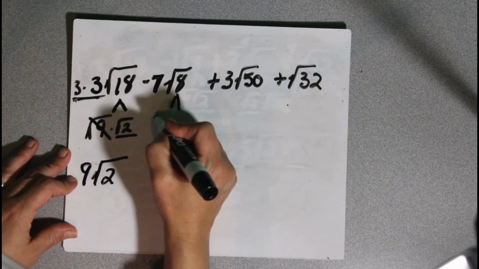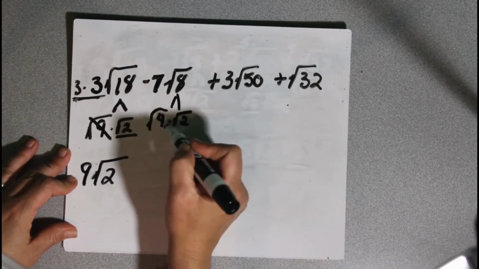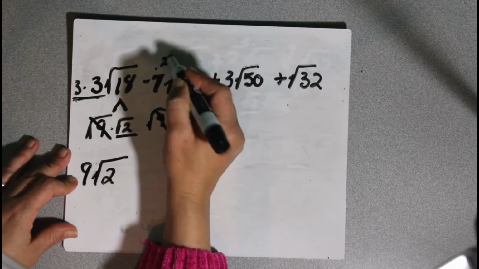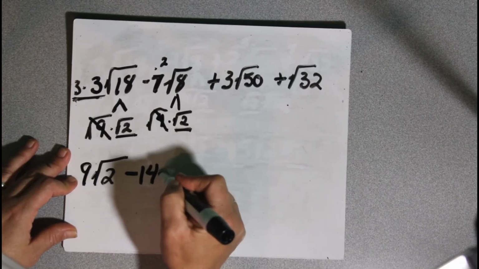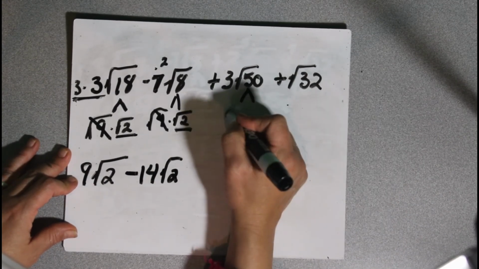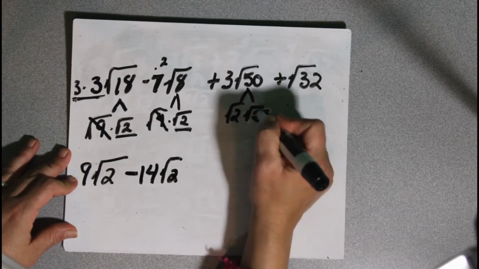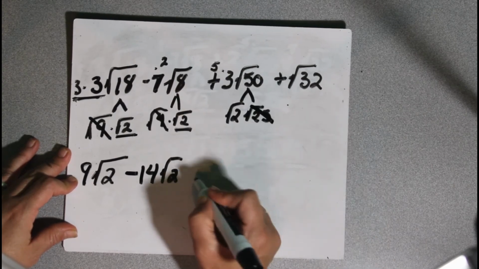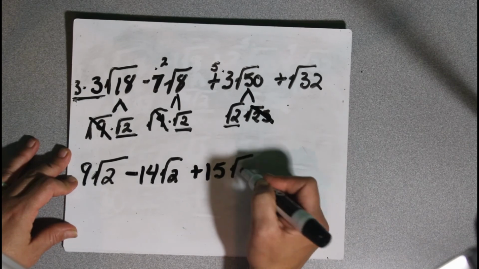8, we could do as the square root of 4 times the square root of 2. The square root of 4 is 2, so we can pull that out and multiply it times 7. 2 times 7 is negative 14, and we still have the square root of 2. We couldn't break that down. 50, that could be 2 times 25. And the square root of 25 is 5, so we multiply that times this 3. 3 times 5 is 15. And we're left with the square root of 2.